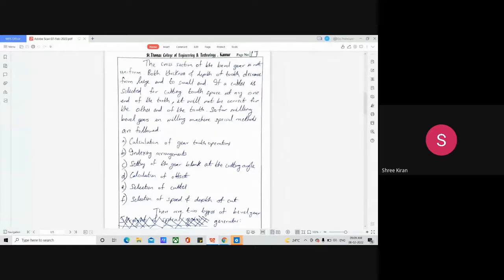After this, the blank is turned on a lathe to get the required conical surface for the teeth. That's what happens. The second one is regarding the indexing arrangements.